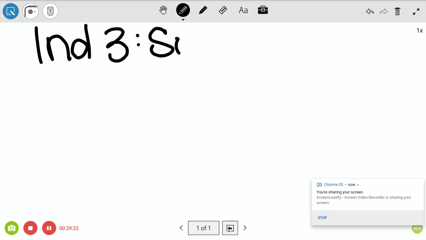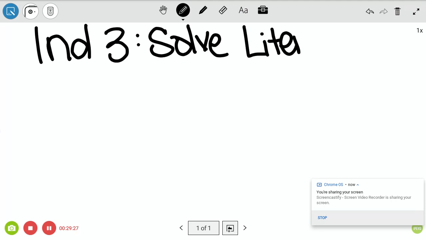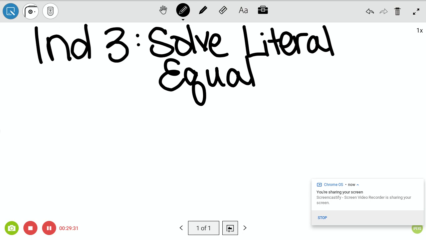We call these literal equations, and a lot of the time it's formulas. You might see more than one variable in an equation and you're just solving for one specific variable. Today we are going to solve for y on every single problem. That's similar to your homework as well. Your homework today has 12 problems, and I'm going to show you a way to solve these.